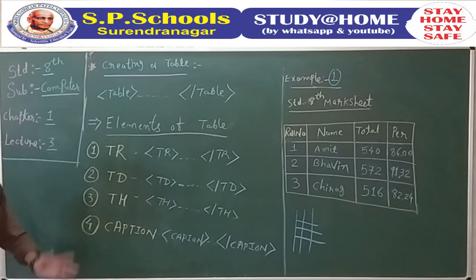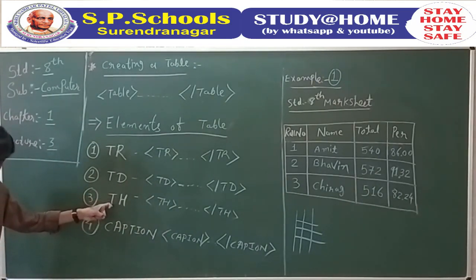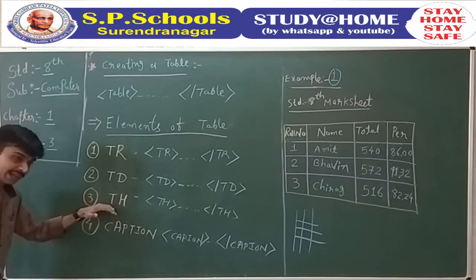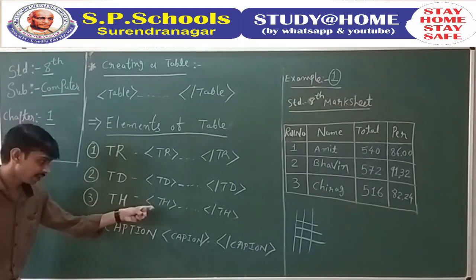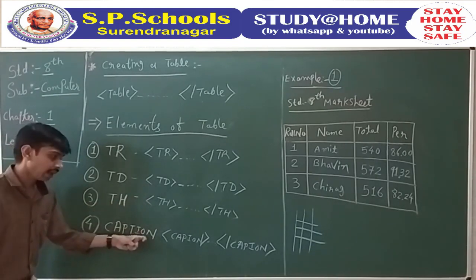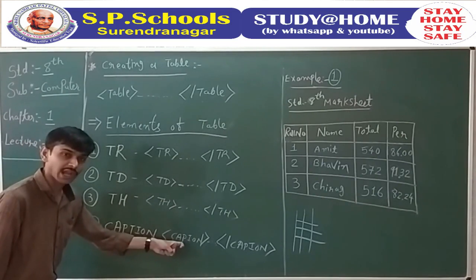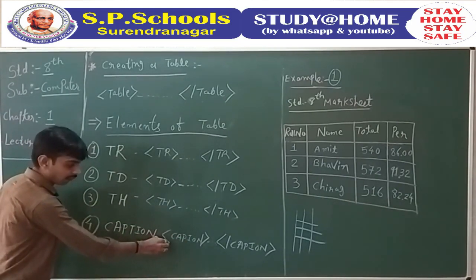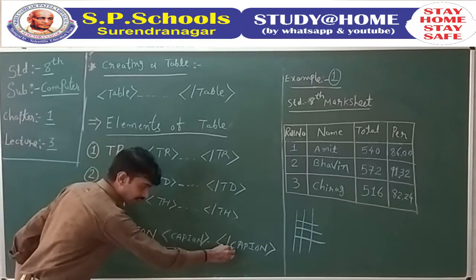Third, TH. It defines and describes the headings within a cell in a row or column of the table, the table heading. And last, caption. It defines and describes the title of a table. It is represented by the opening of the caption tag and the closing caption tag.